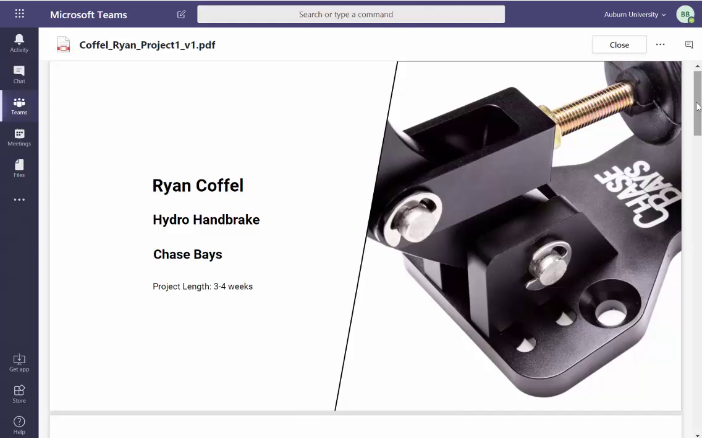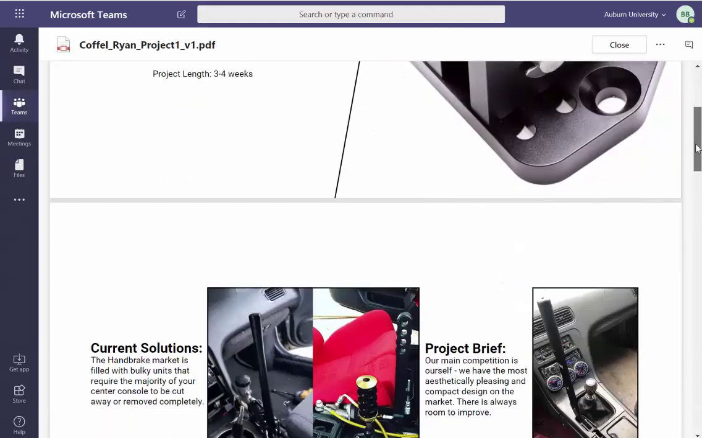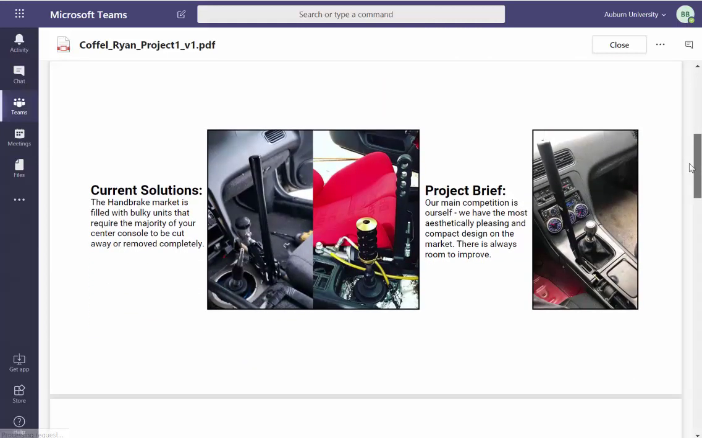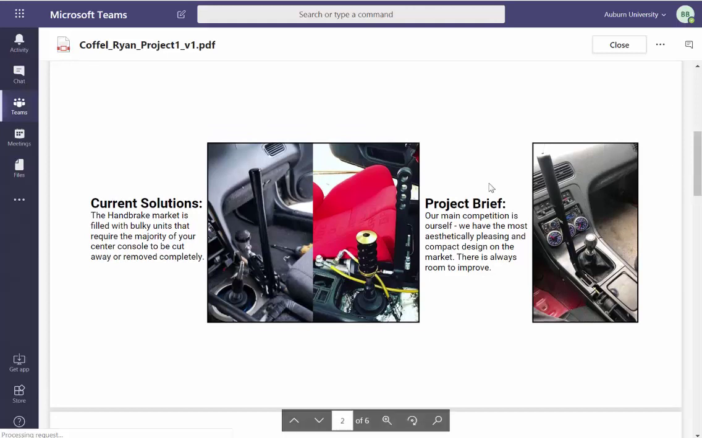Hydro Brake, Chase Bays, 3 to 4 week project. All right, small detail. Can you lighten that lineup some? Current solutions. Well, project brief first. What are you designing for? That is a big emergency brake.